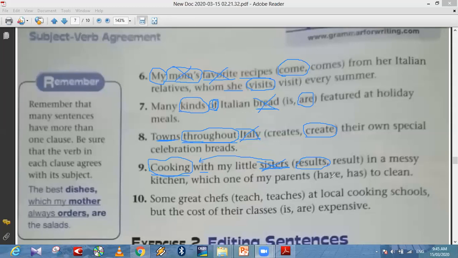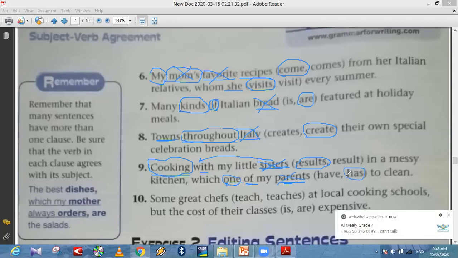Which one of my parents has or have to clean? The simple subject is one. That's right. So why not parents? This is the closest subject to the verb. It's the object of a preposition. Yes, here we have a preposition of, and this is the object of the preposition. It's not the subject of the sentence. So one is a singular pronoun, so we have to use has. Yes. Thank you so much. Welcome.